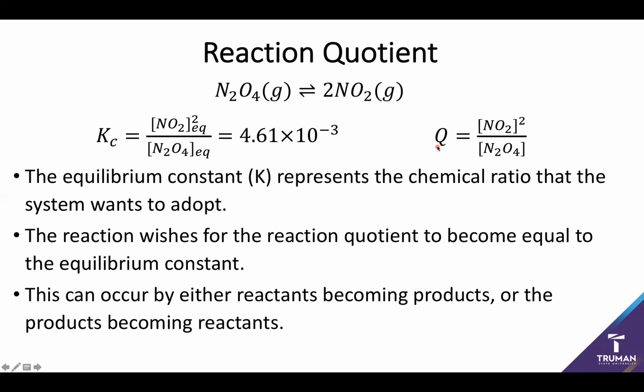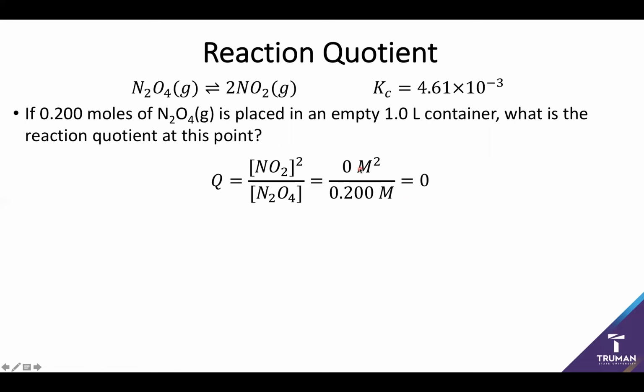So let's say I start with just reactants. So I put 0.2 moles of my dinitrogen tetroxide into an empty container. So at this point, my reaction quotient is going to be 0 because I have 0 product. So I have no quotient. You need product and reactant to make a quotient. So at this point, my value is very small.